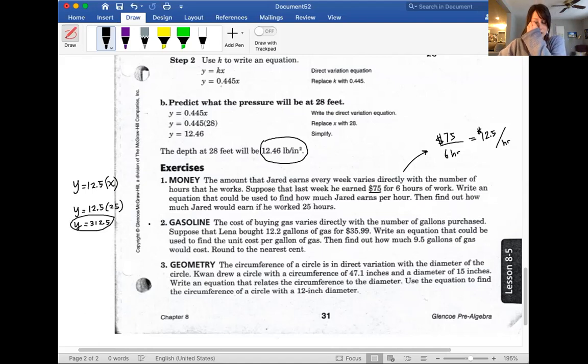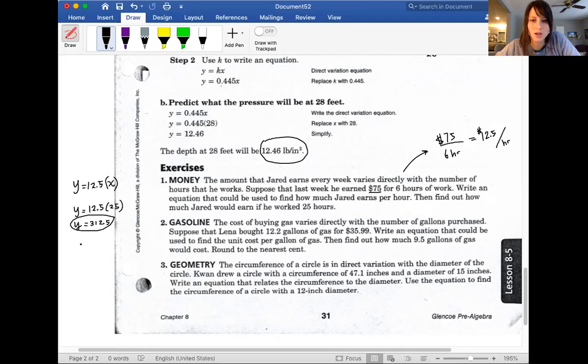So hopefully this isn't as crazy as it sounds. There's some new words, but I think you've done something like this before. The cost of buying gas varies directly with the number of gallons purchased. So suppose Lena bought 12.2 gallons of gas for $35.99. So usually we always calculate money to item, right? So that we know how much money is per 1 gallon or something like that, right?